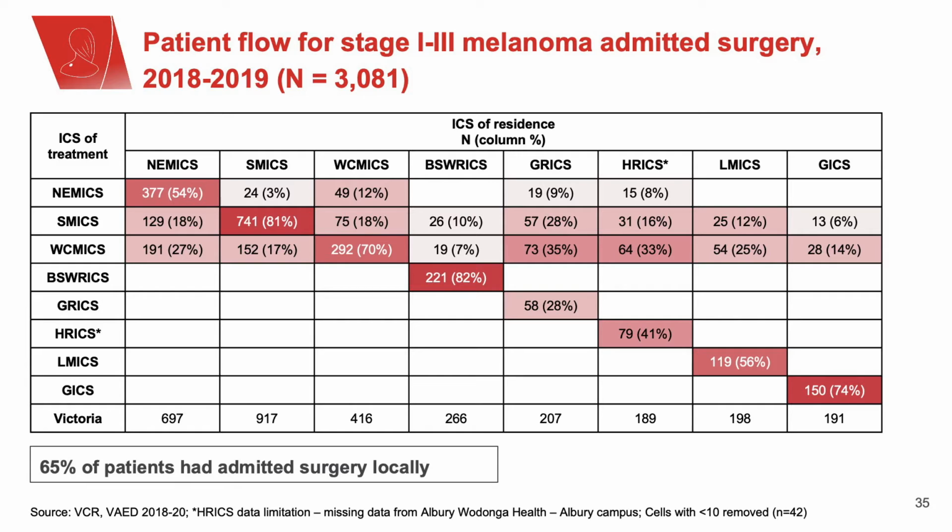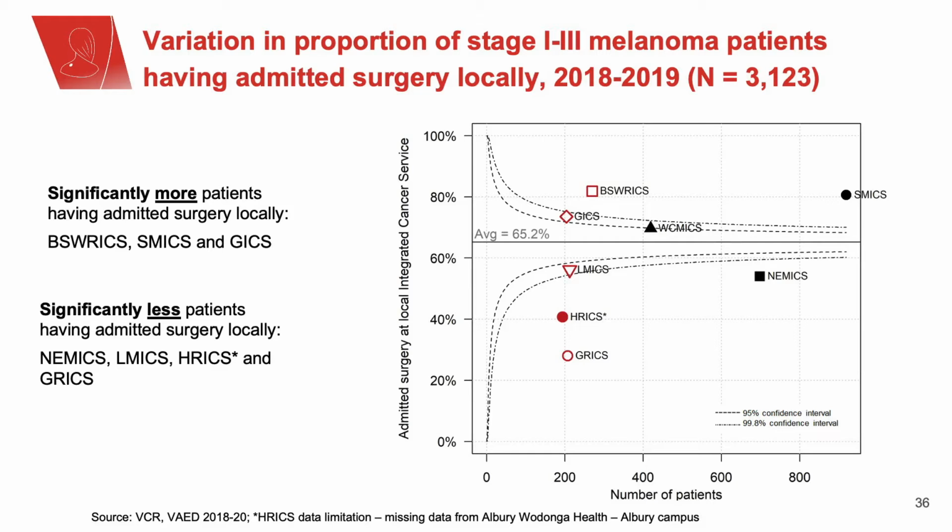This is patient flow for stage 1-3 melanoma admitted for surgery. It's taken me a while to figure out this table myself, but the centrepieces going across are the place of residence, and either side is leakage into other health services. Most notably, WIMICS tend to treat their own, while for SMICS, NEMICS and regional Victoria, there's a lot of patient flow into other hospitals, notably WICMICS. And again, this supports that funnel plot with NEMICS being the metropolitan hospital outside of the funnel plot, with other regional sites as well. So significantly more patients have admitted surgery locally for those health services, but fewer patients have been admitted locally for NEMICS and those regional health services.